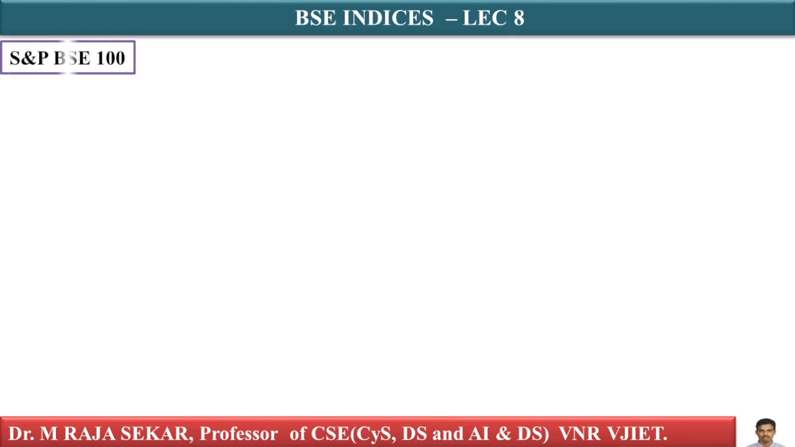There are other indices, something like S&P BSE 100. What is this S&P BSE 100? The S&P BSE 100 index is a broader market index that tracks the top 100 companies listed on BSE. Composition: it includes a wider range of stocks than Sensex, covering various sectors of the economy. What is the purpose of S&P BSE 100? It provides a broader view of the Indian stock market compared to the Sensex. S&P BSE 200 tracks 200 of the largest and most liquid stocks on the BSE.